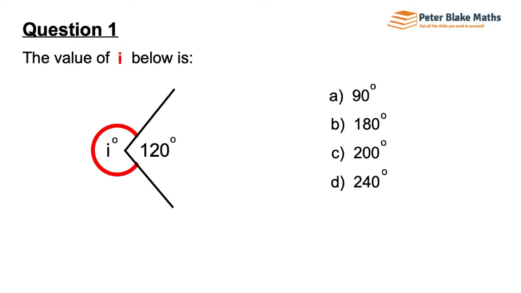Question 1. The value of I in the diagram below is 90 degrees, 180 degrees, 200 degrees, or 240 degrees.